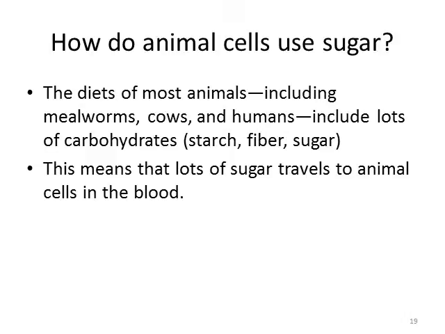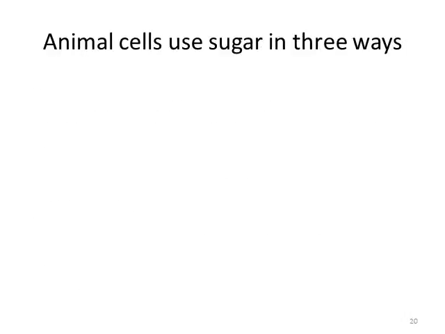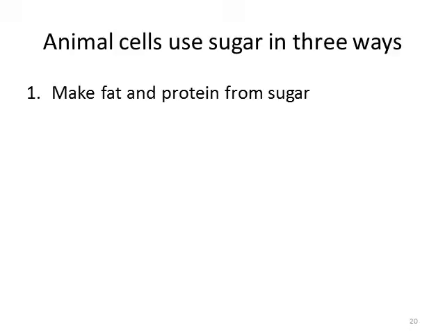This means that lots of sugar ends up in our blood and travels to our cells. But animals don't make starch or cellulose like plants do. So what are animals doing with all that sugar? Turns out sugars are pretty critical in animals. They make fat and protein from sugar.